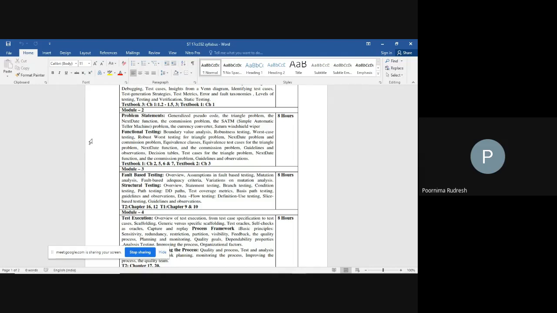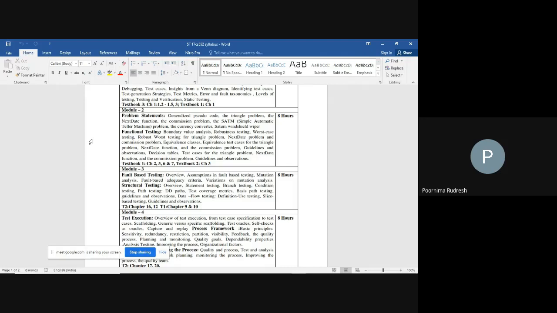Next, you are going to study about the guidelines, observations, decision tables, and the different test cases for the triangle problem. Then you're going to study about the guidelines and observations. So all these topics you're going to study in module 2. And how many chapters do you have to study? 4 chapters from textbook 1 and 1 chapter from textbook 2.